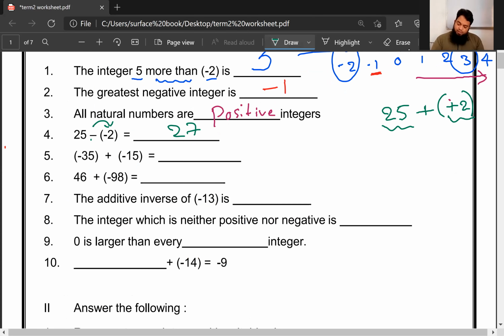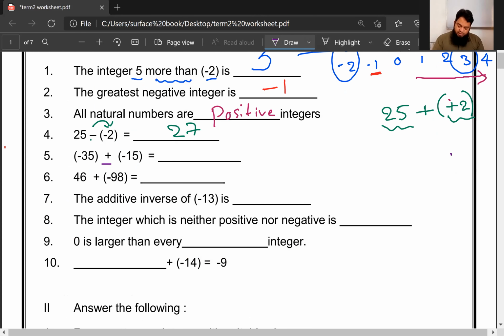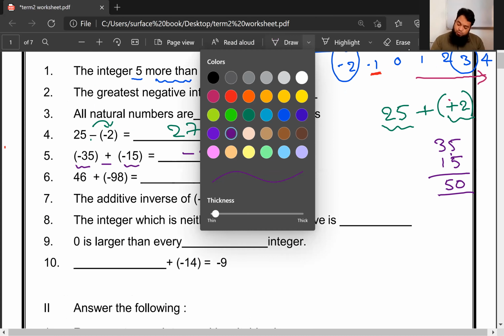The next problem is addition, and you have two negative integers. Whenever you are adding two negative or two positive, what you are supposed to do? Add both the integers. 5 plus 5, 10, it becomes 50. So 50 will be the answer, but what is the common sign? Minus 50. Good.